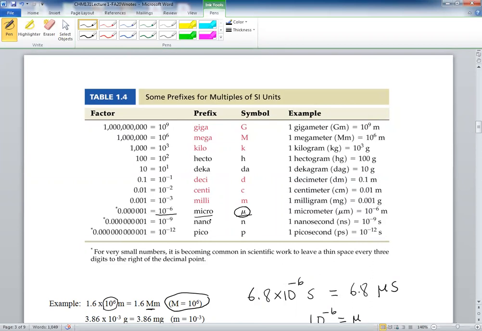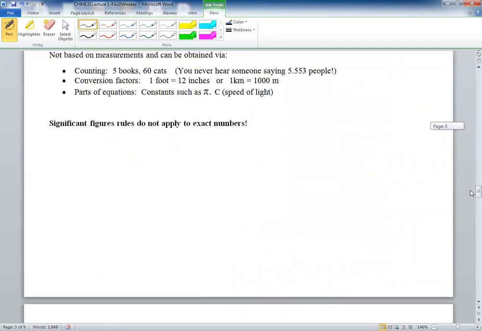So again, or micro, or a chemist, or an engineer. So these are very important because they are the foundation. The metric system is the foundation for measurement purposes in the sciences and medicine.